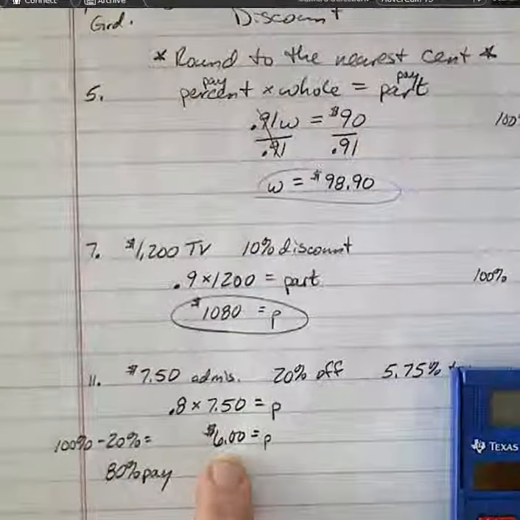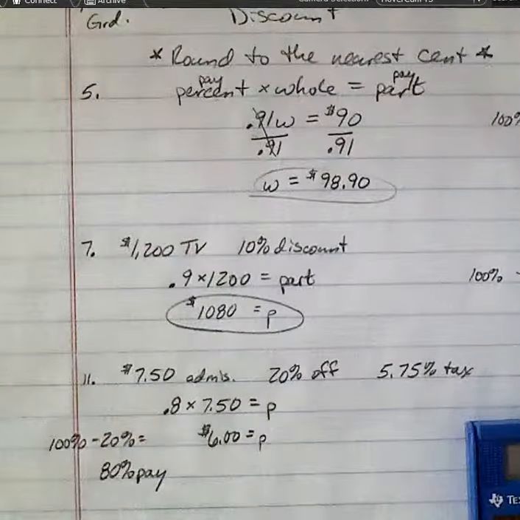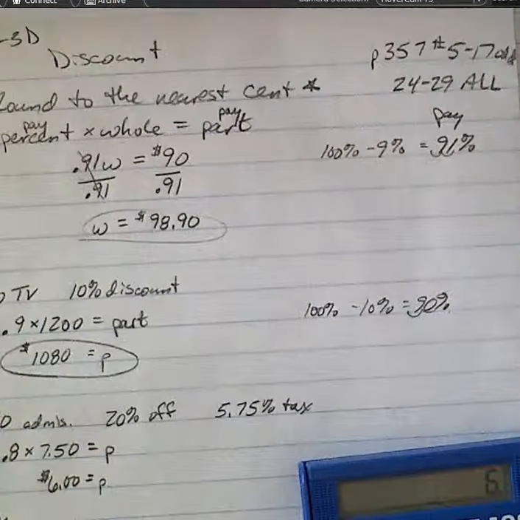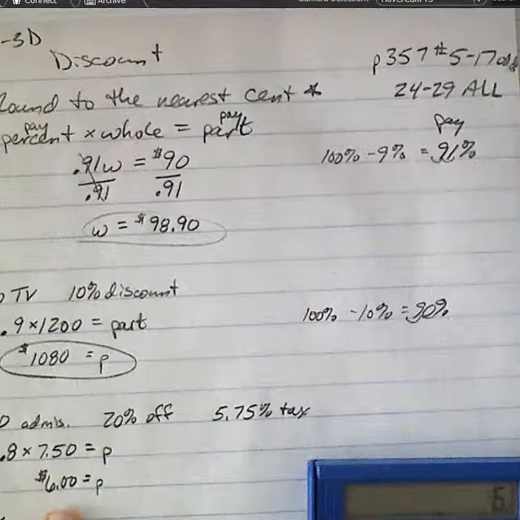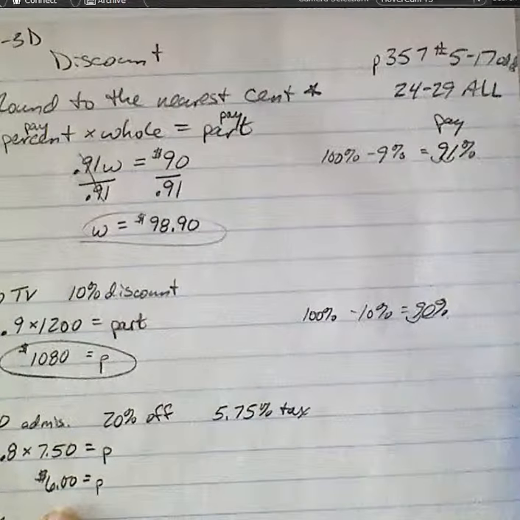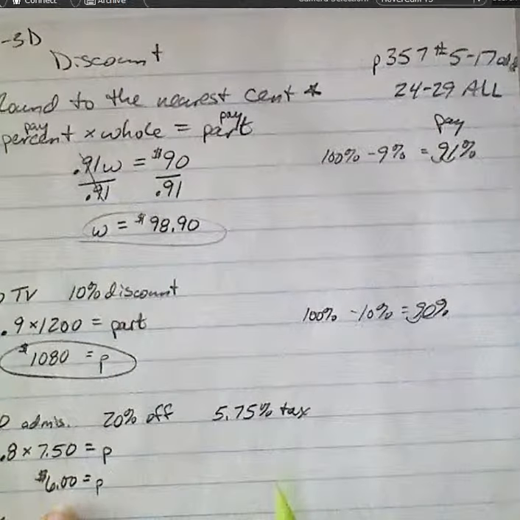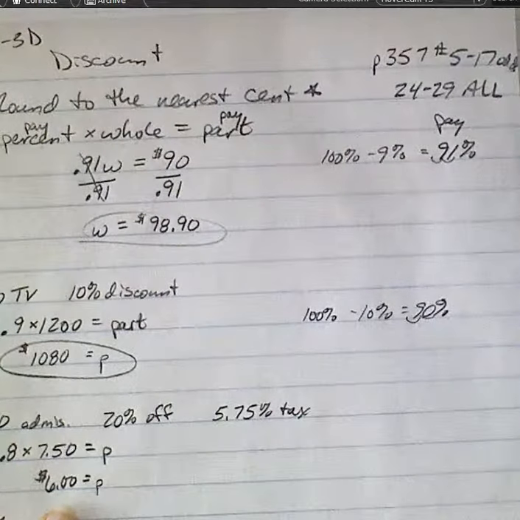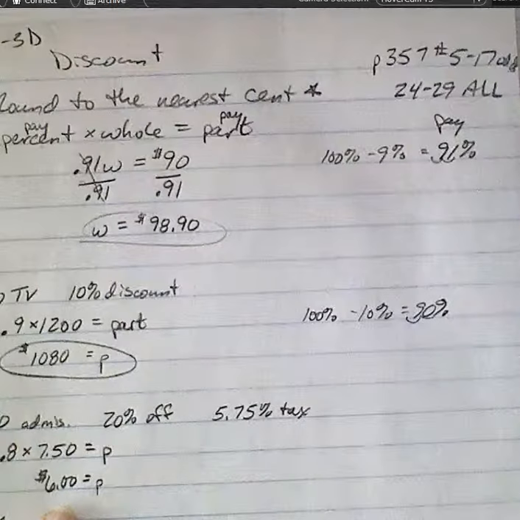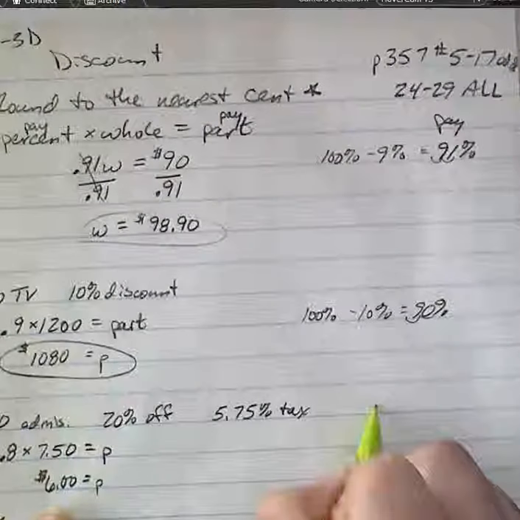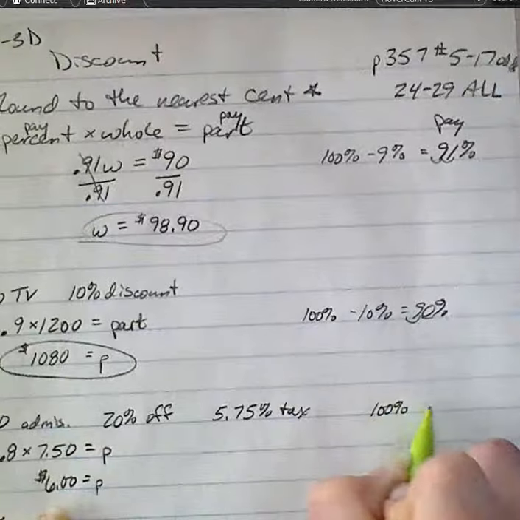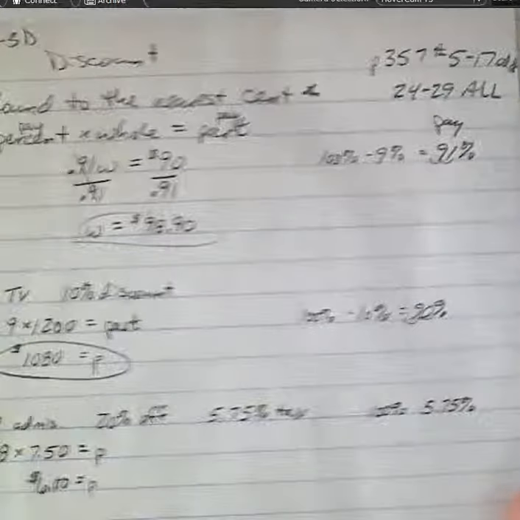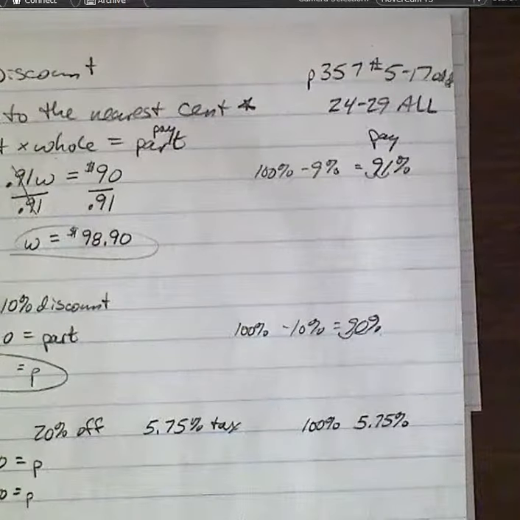Now, tax. Is that on top of or off my price? On top of. So, do I have to pay for the whole ticket? I want to do this in one step. So someone tell me, if I have to pay for 100% of the ticket and 5.75% of the sales tax, what percent do I have to pay total? If I have to pay for 100% of the ticket and 5.75% tax, what percent do I have to pay total? Adam.